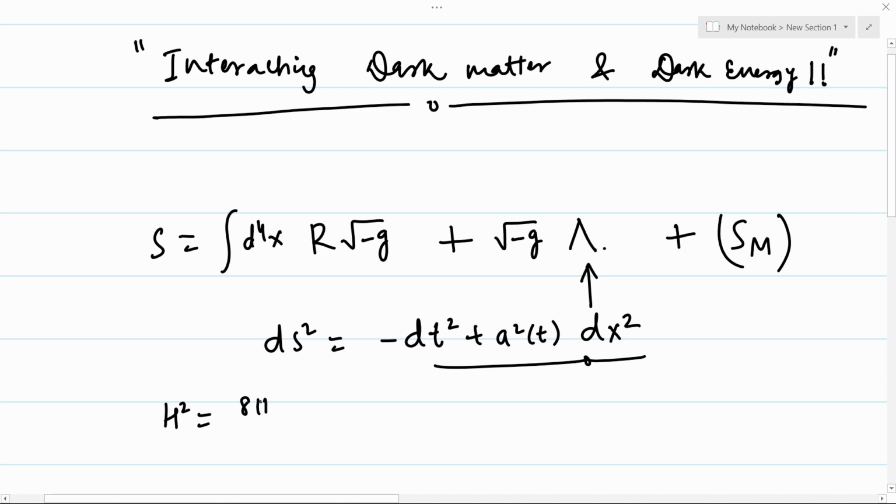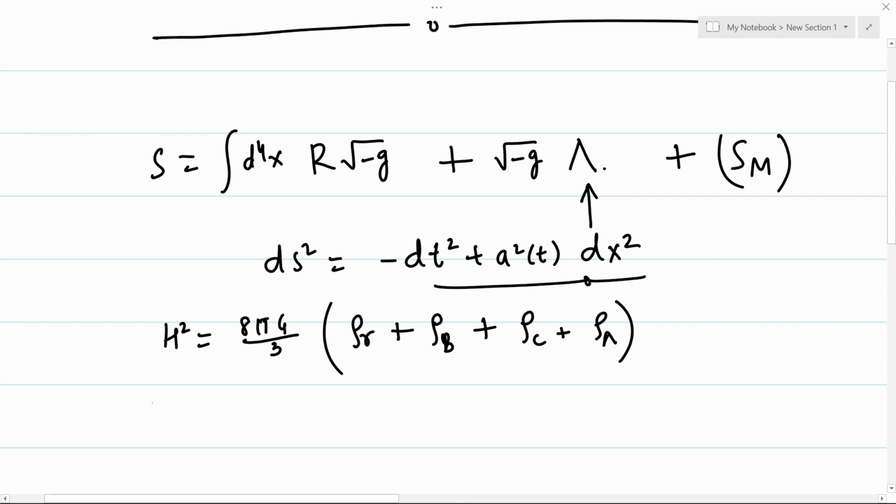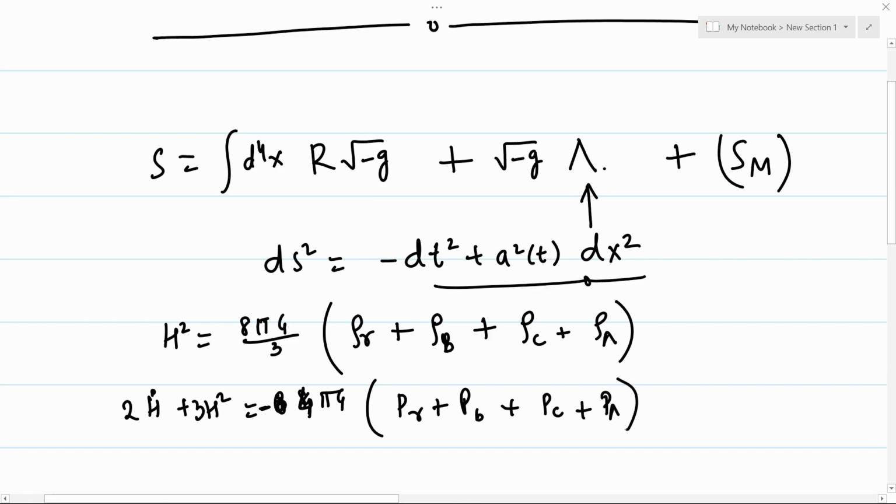From here you get two Friedmann equations. H squared is equal to 8 pi G over 3 times the radiation, plus the matter, let us say the baryonic fluid, then cold dark matter and the dark energy term. After that, the second Friedmann equation, 3H squared is equal to 8 pi G times the pressures of these components: baryon pressure, radiation, dark matter, and the pressure of the cosmological constant.